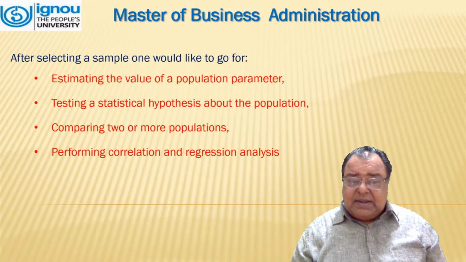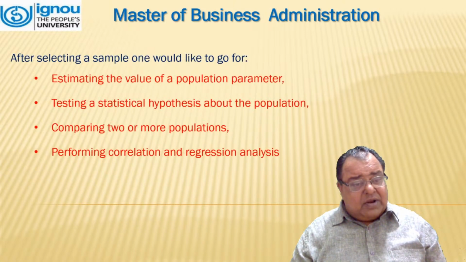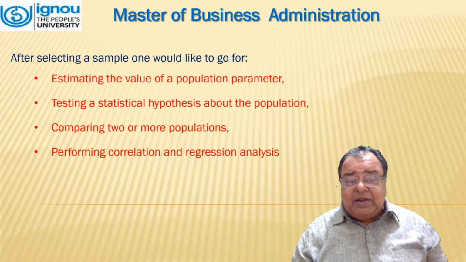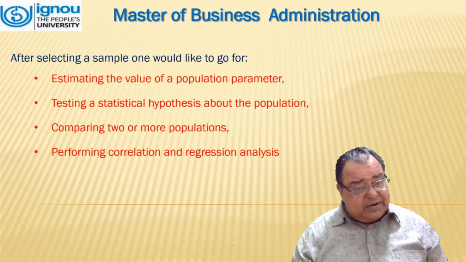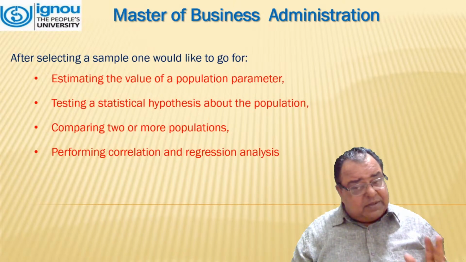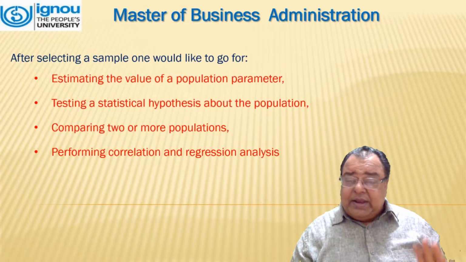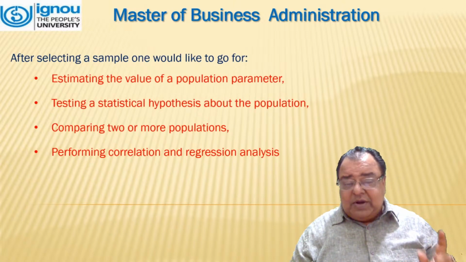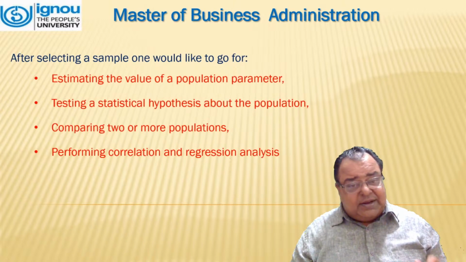After selecting a sample, one would like to go for estimating the value of a population parameter, testing a statistical hypothesis about the population, comparing two or more populations, and then performing correlation and regression analysis.